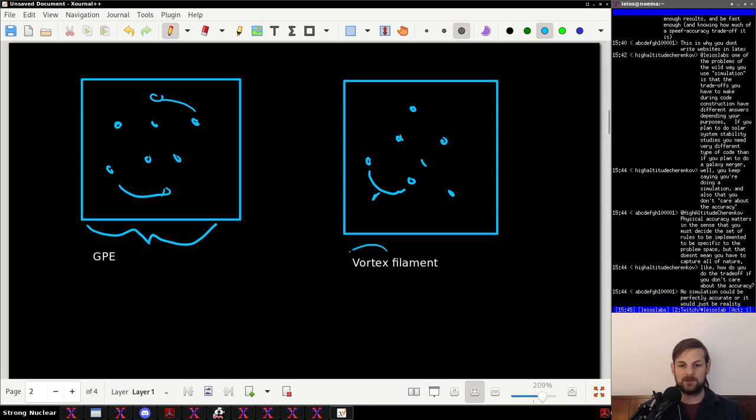Now, people love using the vortex filament model, but they also like using the GPs for two different regimes. The vortex filament model is usually useful when you have thousands of vortices that you're dealing with, right? And this is also called the point vortex model, point vortex.